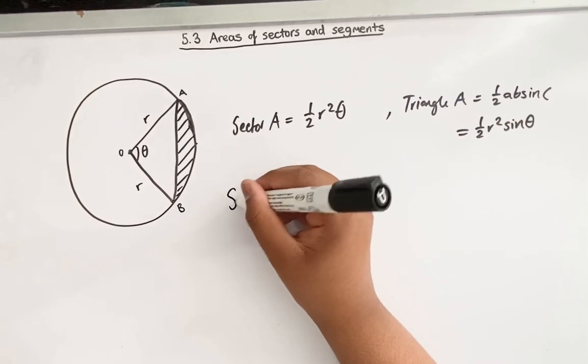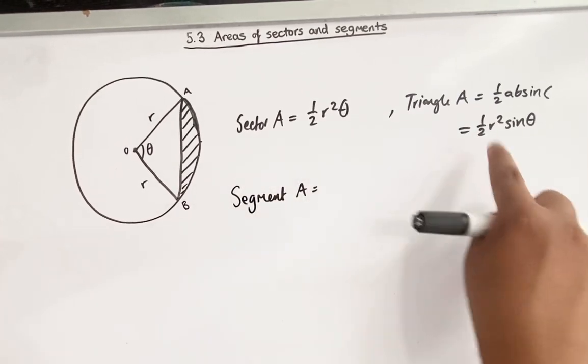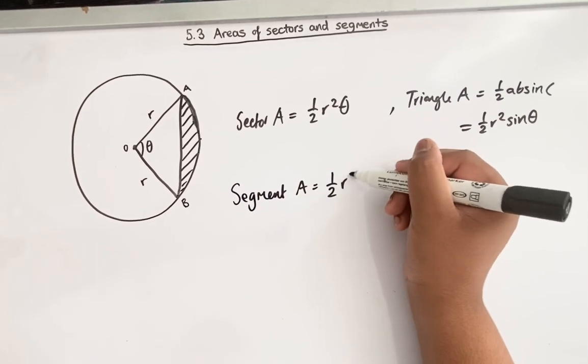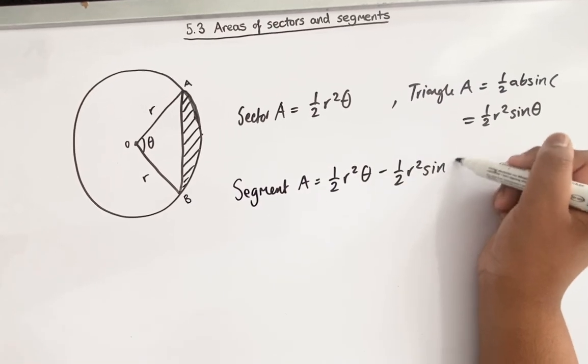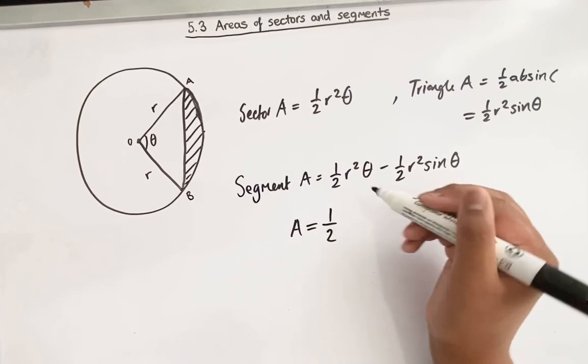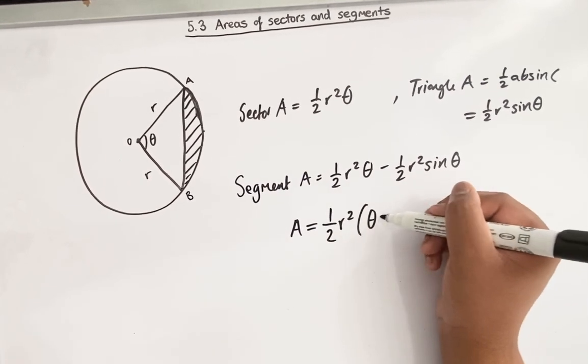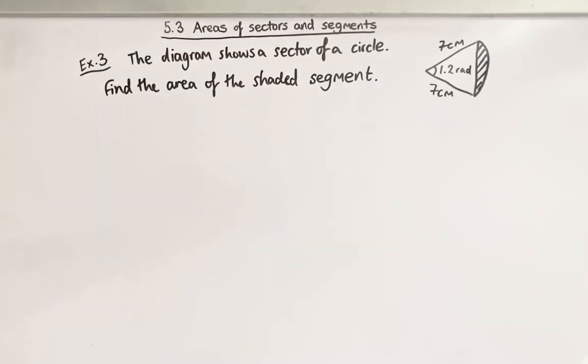And so the area of the segment is going to be the sector minus the triangle. It's going to be a half r squared theta minus a half r squared sine theta. And you can factor out the half r squared, which gives you A equals a half r squared times theta minus sine theta.